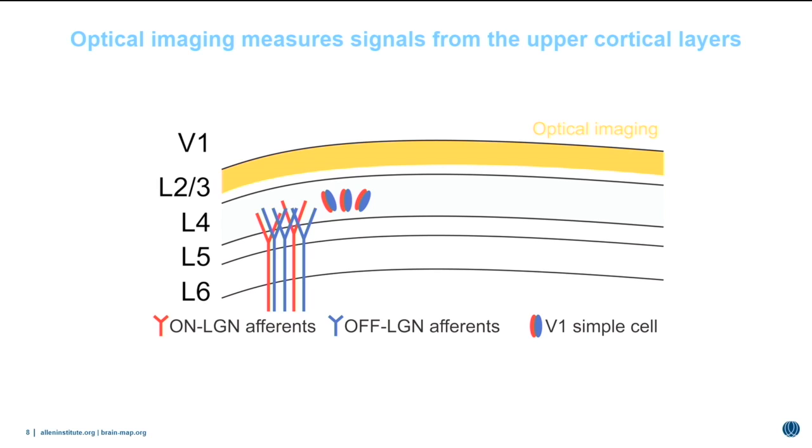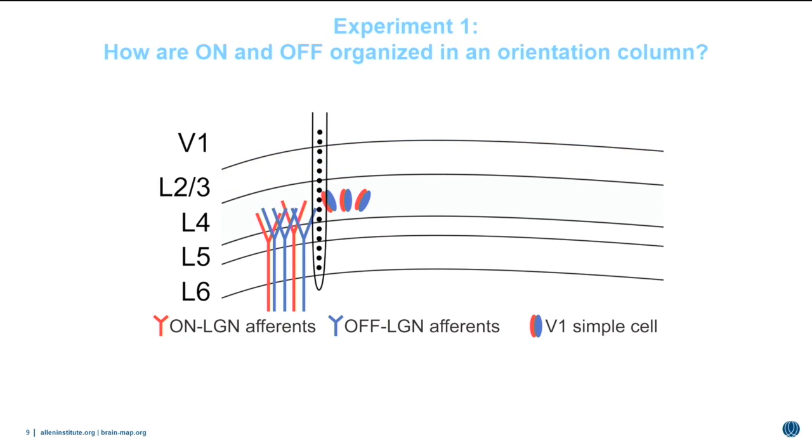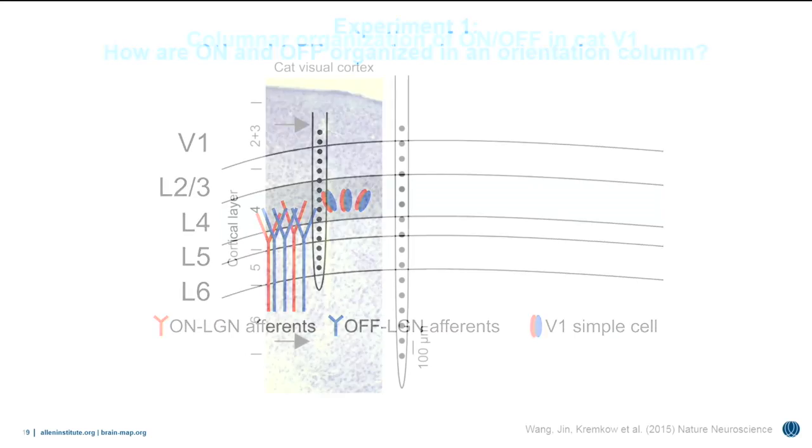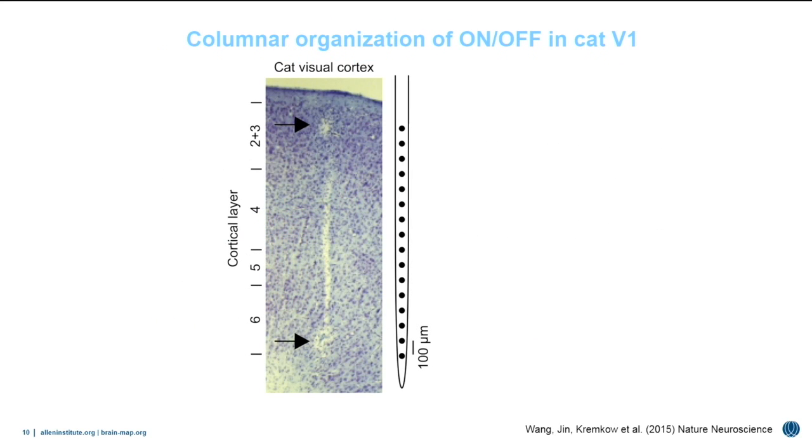So therefore, we decided, okay, we cannot use an optical method, but let's use a different method where we used electrode probes, linear electrode probes. And in the first experiment, we wanted to understand the organization of on-off in a cortical column. You probably all remember that when you record perpendicular to the cortical surface, all cells will have the same or very similar orientation tuning. So it's the definition of a cortical column. And our question was, if we record now along this column, how is the on and off retinotopy organized within the middle layers? To do that, we used the cat as a model system.